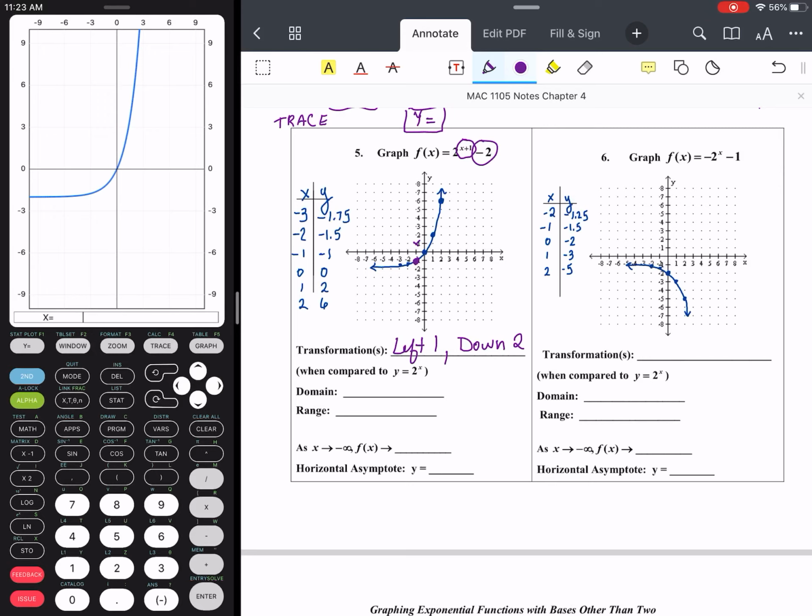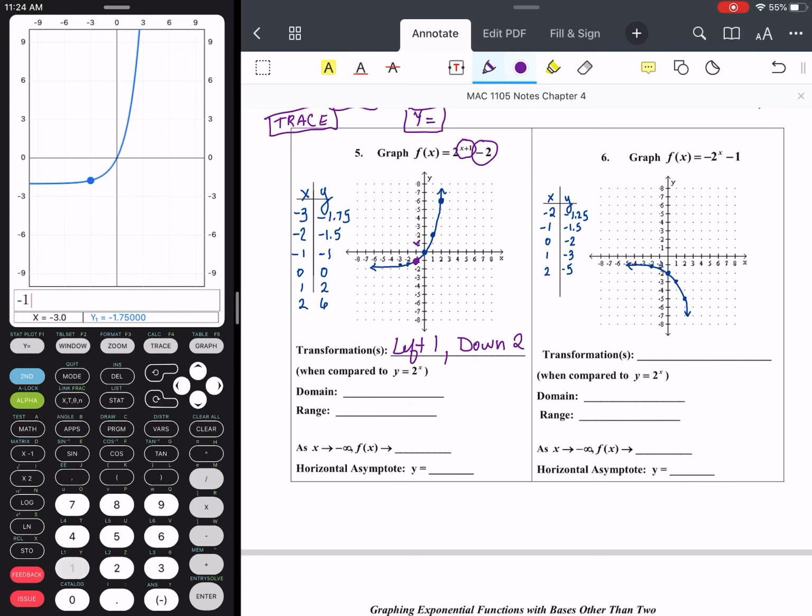By the way, to pull out these points that I plotted, remember that we can use the trace key. That's a good way to pull out additional points that you want to plot. Here in my calculator, I hit trace and can type in my x values. So -3, for example, gives me a y value of -1.75. An x of -1 produces a y of -1. All the way down at the bottom, if x equals 2, y equals 6. I plotted those points and connected the dots for my nonlinear, curved function.